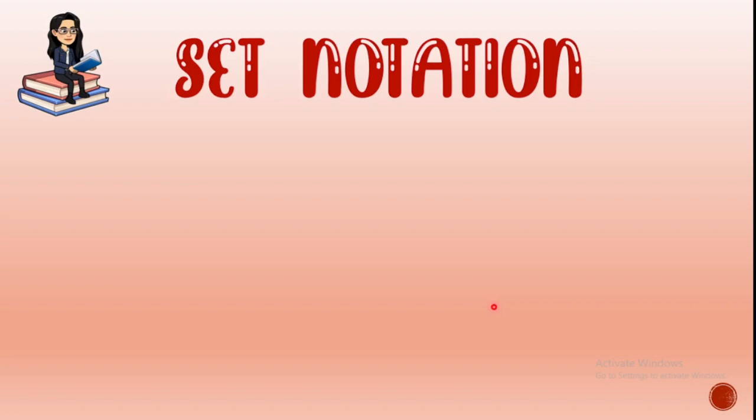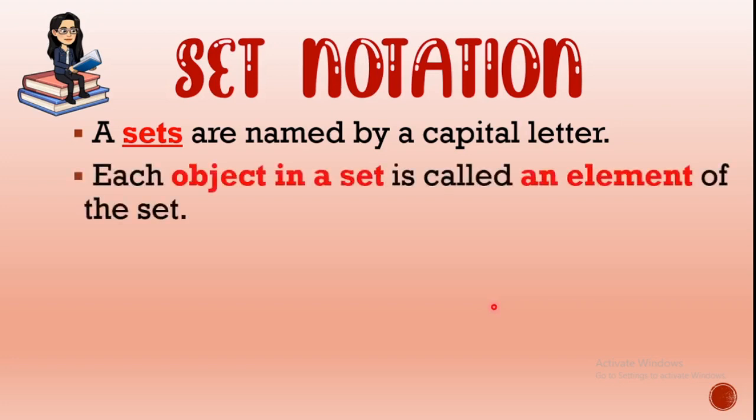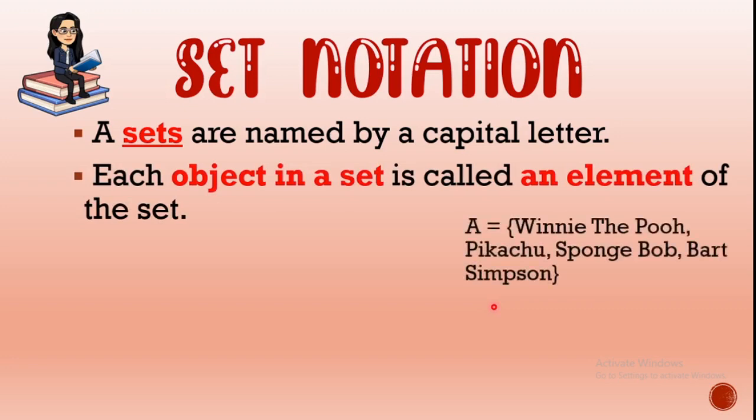Okay? So, ano ba yung mga dapat nating tandaan kung pinag-uusapan natin ang sets? So, first, a set is named by a capital letter. So, kung mapapansin natin sa ating example, gumamit tayo ng capital o malaking letra para sa ating set. Okay? Next, each object in a set is called an element of the set. So, balikan natin ang ating example. So, we have Winnie the Pooh, Pikachu, SpongeBob, and Bart Simpson.